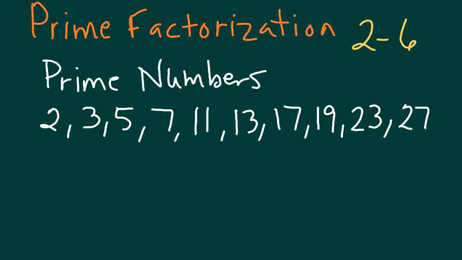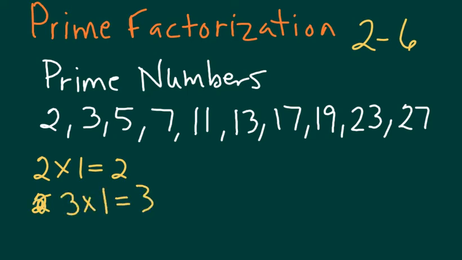Well, what makes a number prime is the only way you can get it when you're multiplying is times 1. The only way to make 2 multiplying is 2 times 1. That makes it prime. The only way to make 3 is 3 times 1. That's what makes it prime. The only way to make 5 when you're multiplying is 5 times 1.